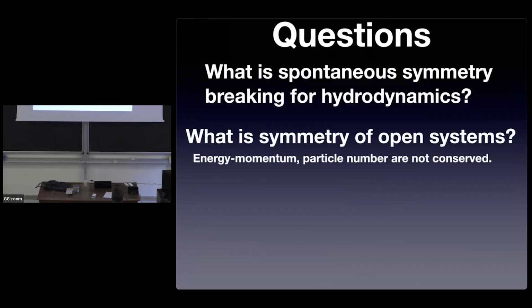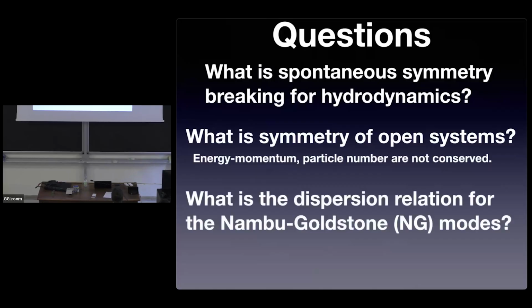In a Hamiltonian system, the existence of a conserved quantity corresponds to the existence of a symmetry. But in the open system, this does not work. Even in such a case, we can define some global symmetry, and we can also discuss the number-Goldstone boson. So the question is, in such a case, what is the dispersion relation for the number-Goldstone boson or mode? In this talk, I want to answer these questions.